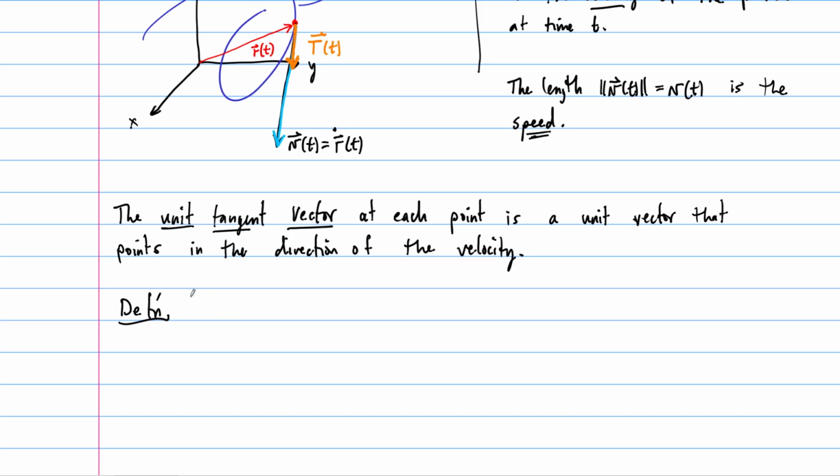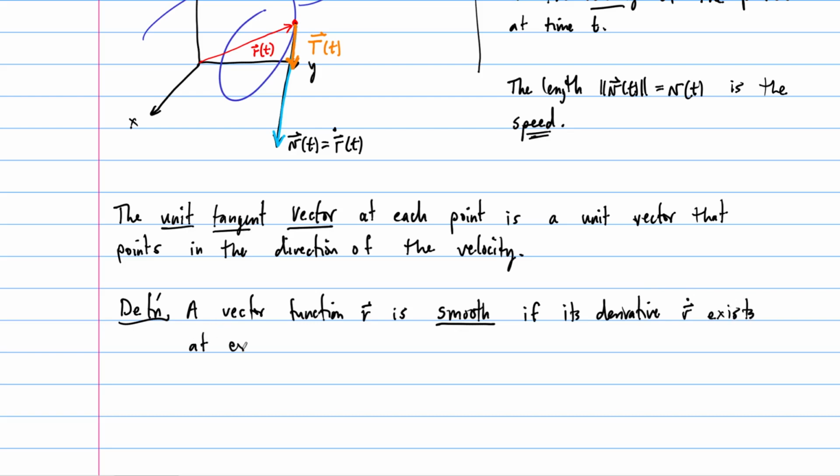We need to define something. So we need to say this. A vector function r is smooth if its derivative r dot exists at every point. So we can take the derivative at every point, and, okay, this is the key, r dot of t is not equal to the zero vector at any point. So I'm going to say at all t in its domain.